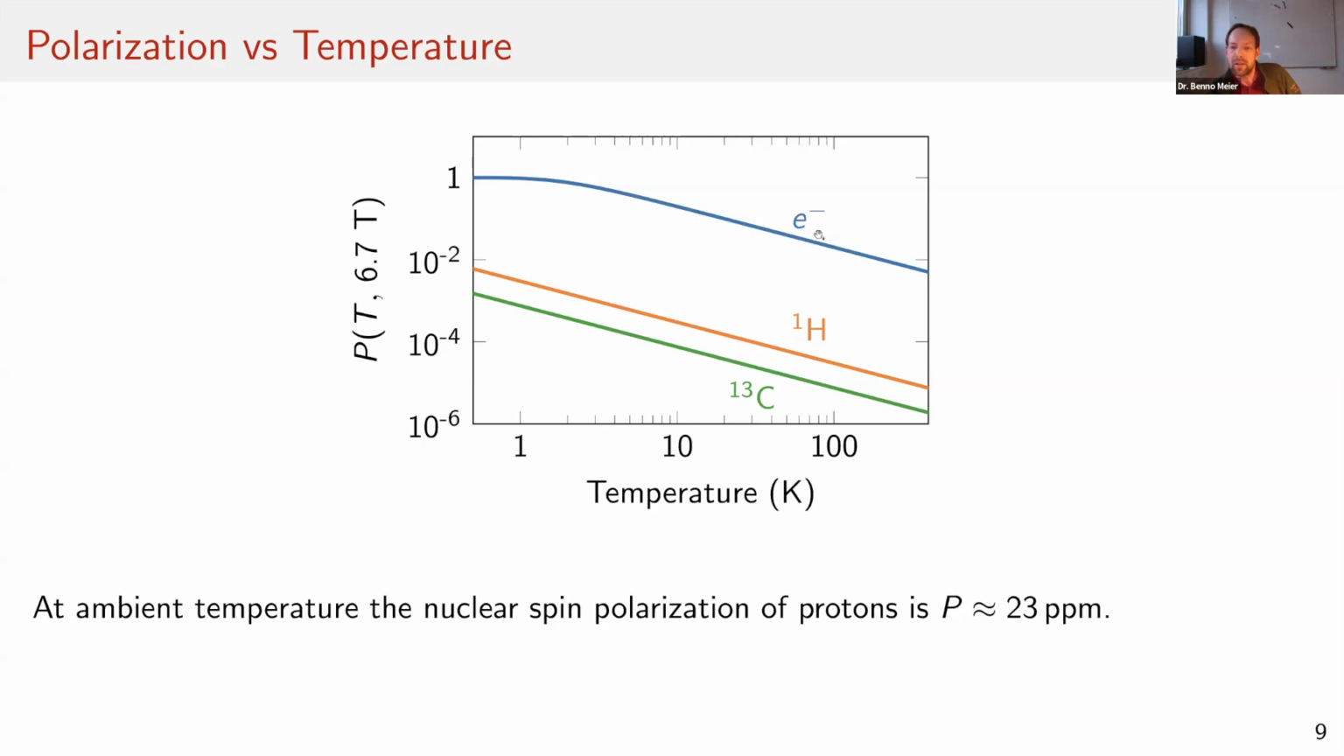For the electron, we'll get to the electron later. I will not talk about DNP, but what we use in DNP is, of course, the electron polarization, which at 1 Kelvin here is essentially unity. But anyway, under ambient conditions, we have a very low polarization of only 23 ppm.